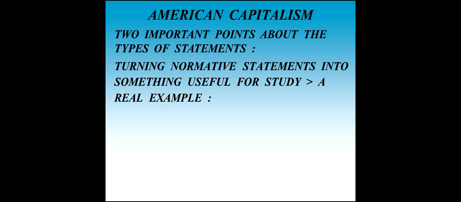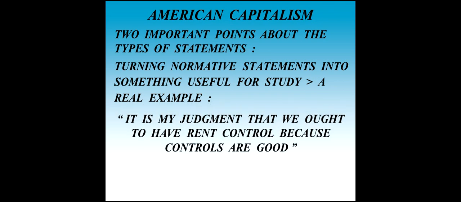So here's a statement that has been made by many people over the years. It is my judgment that we ought to have rent control because controls are good. Now, this is a normative statement. You're cued by two things, the word ought, because it's a value judgment, and also you can tie it to good as, by definition, that involves value judgment as well. So how do you, as a responsible citizen, go about turning this around for some useful study?